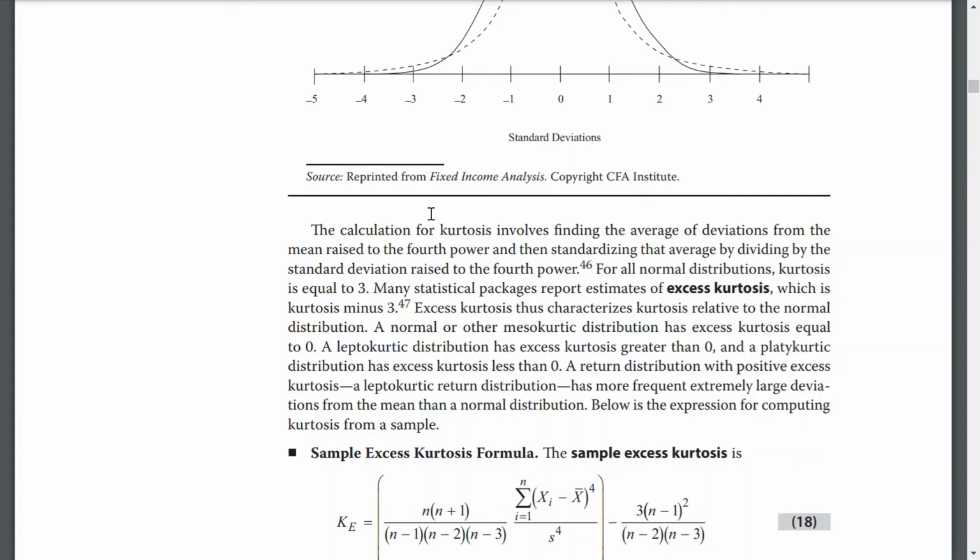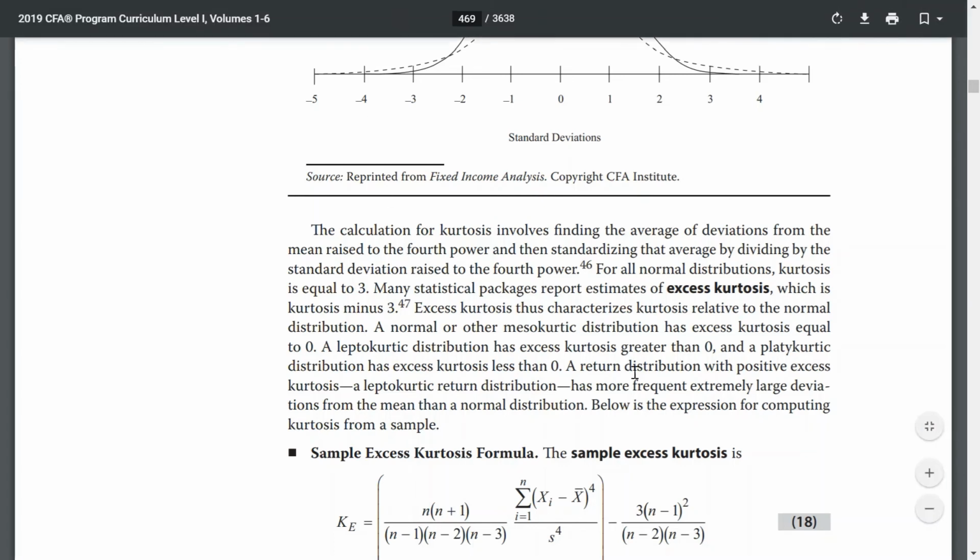For all normal distributions, kurtosis is equal to 3. Many statistical packages report estimates of excess kurtosis, which is kurtosis minus 3. Excess kurtosis thus characterizes kurtosis relative to the normal distribution. A normal or other mesokurtic distribution has excess kurtosis equal to 0. A leptokurtic distribution has excess kurtosis greater than 0. And a platykurtic distribution has excess kurtosis less than 0.